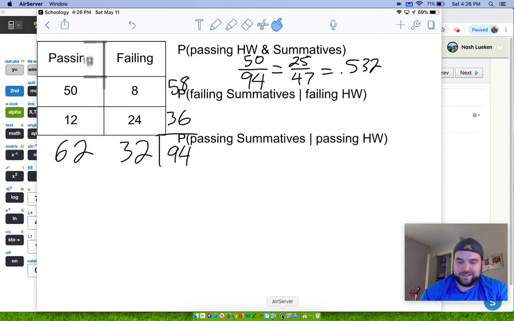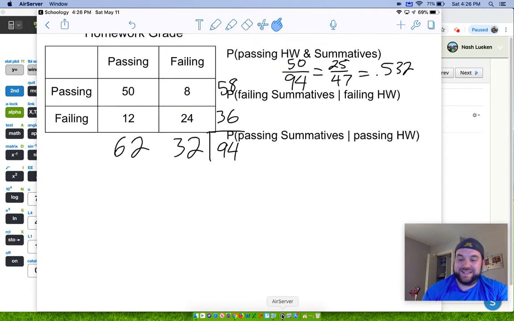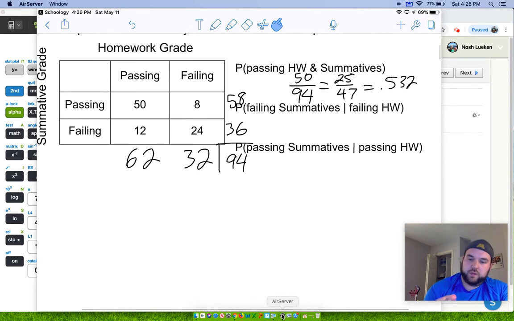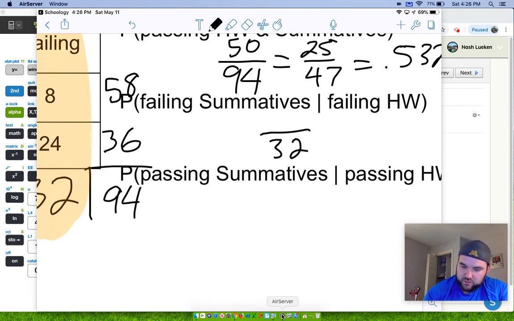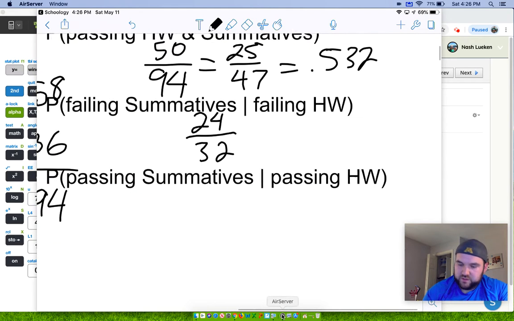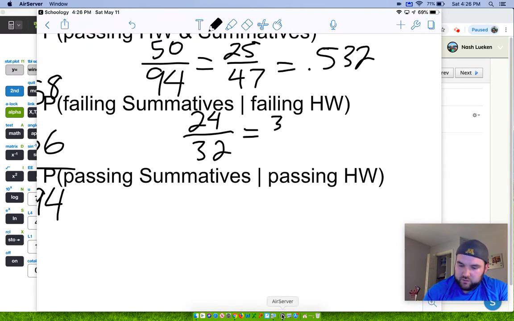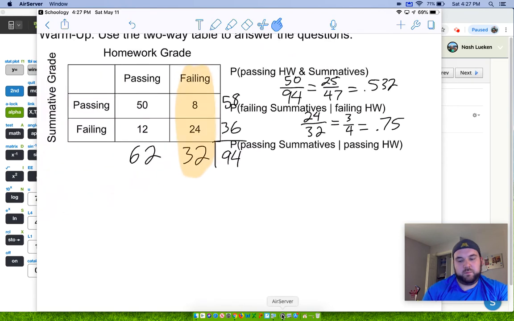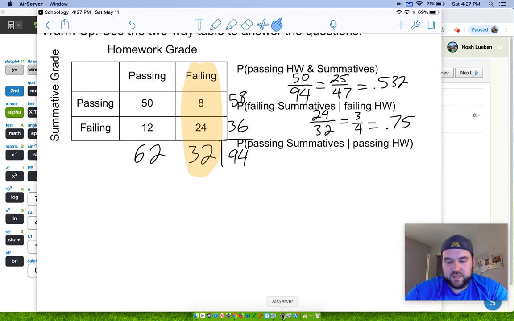What is the probability that a student is failing their summatives given that they are failing their homework? So given that they are failing homework, that would be these students. So I'm talking about 32 people. What is the probability that they are failing their summatives as well? Well, that would be 24. So this is 24 out of 32, which I know is 3/4 because those can both be divided by 8. So you have a 75% chance of picking a student who is failing their summatives if they are failing their homework.